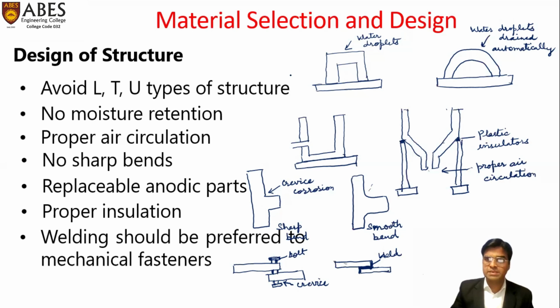So let us summarize it. This structure should be avoided, and this structure which does not allow the moisture retention should be preferred. Further, this structure should be avoided. It is not having the proper air circulation, whereas this structure should be preferred. The structure with sharp bends should be avoided. The structure with smooth bends should be preferred, and mechanical fasteners should be avoided. Welding should be preferred.